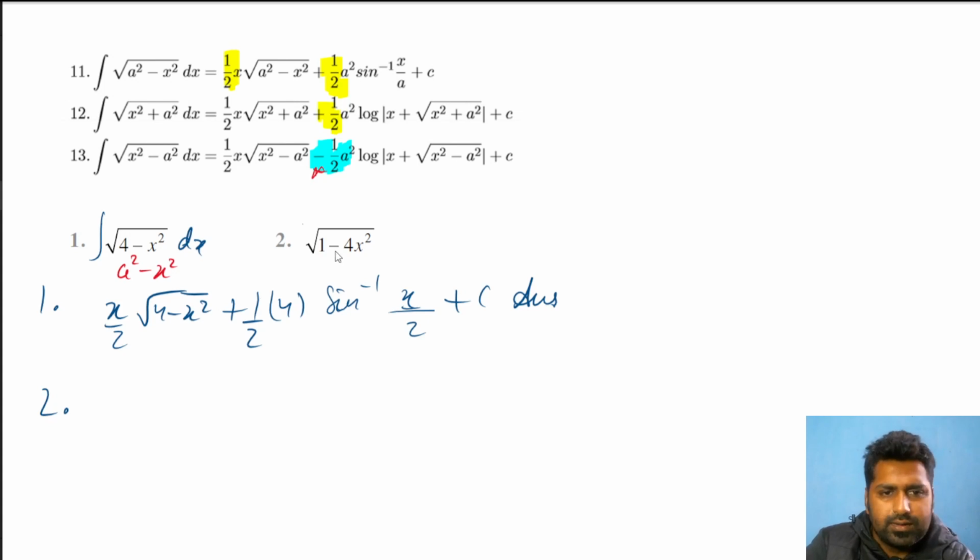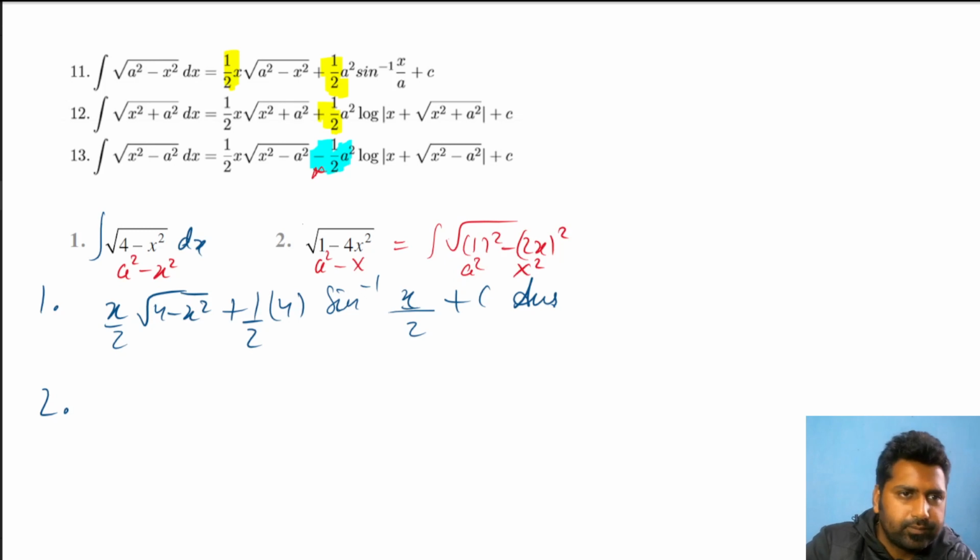Second one, same thing, again this time a is this, and let's consider this as capital X. Okay, so if I want, I'll rewrite this as integration square root of 1 square minus 2x whole square. Okay, now compare it with a square minus x square. I'm writing capital X just to avoid the confusion.